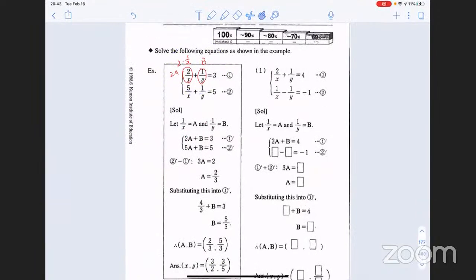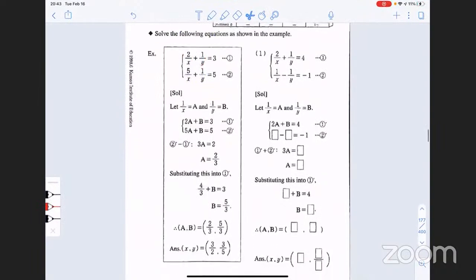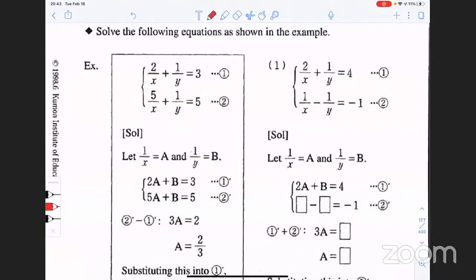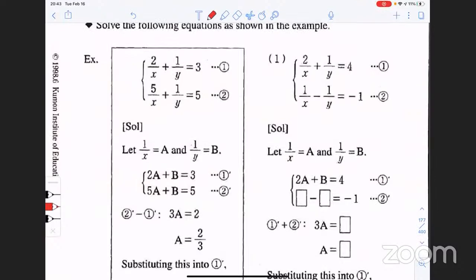Okay, so question number 1, we look at the equation. It's 2 over x plus 1 over y equal to 4, and 1 over x minus 1 over y is equal to minus 1. Immediately, according to the previous example, what I can do is set 1 over x to be a, right? And I can set 1 over y to be b. So when I look at this equation, it looks like 2 times 1 over x plus 1 over y equal to 4.